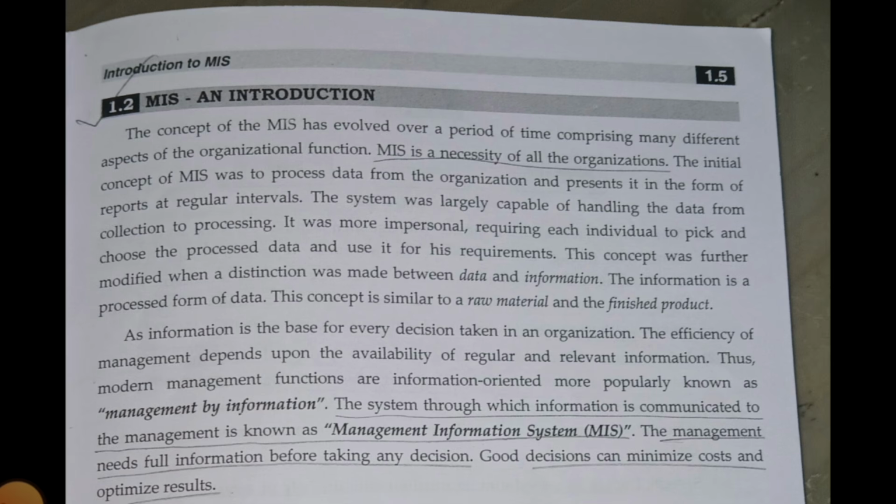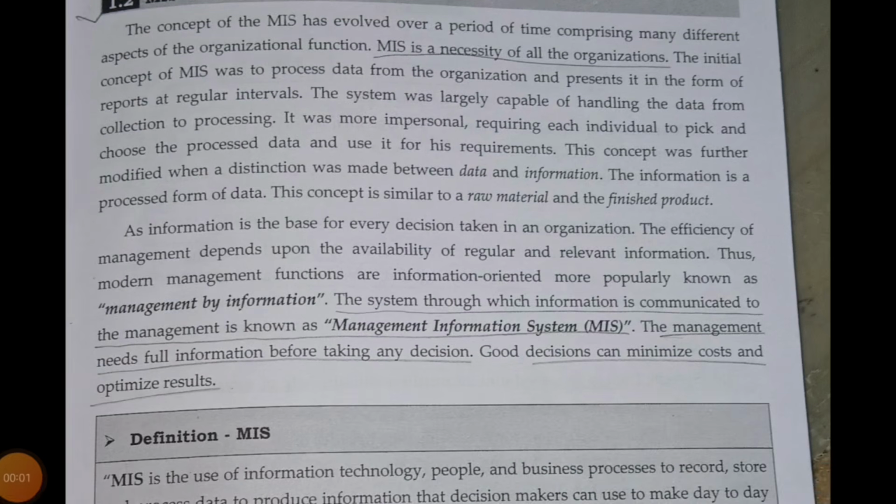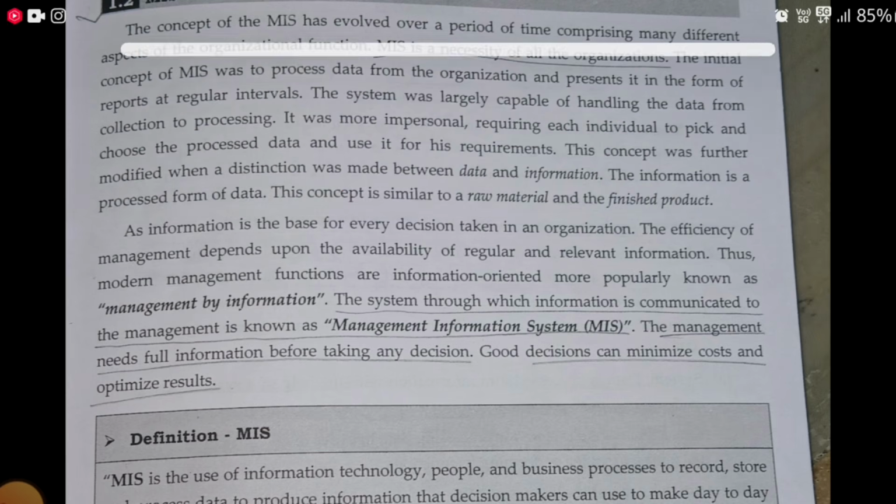In every organization there will be a different sector for this MIS. The system through which information is communicated to the management is called management information system. Means when you have information related to the topic, then you can make quality decisions. Whatever things you need to do in the organization, it will be easy to understand. That is called MIS only.